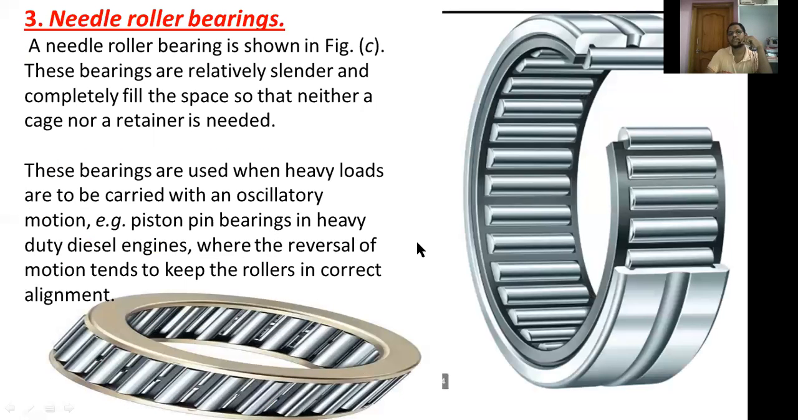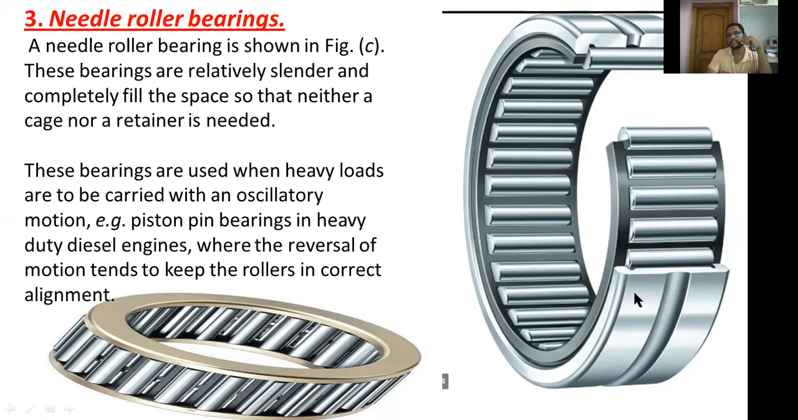Now the third one is needle roller bearings. A needle roller bearing is shown here. These bearings are relatively slender and completely fill the space, so that neither a cage nor a retainer is needed.